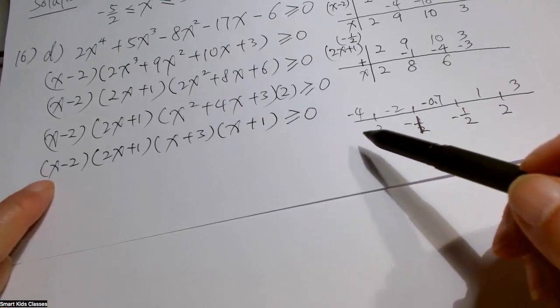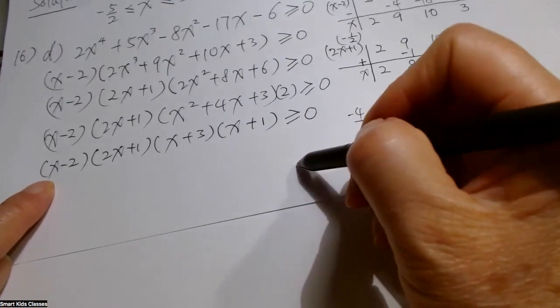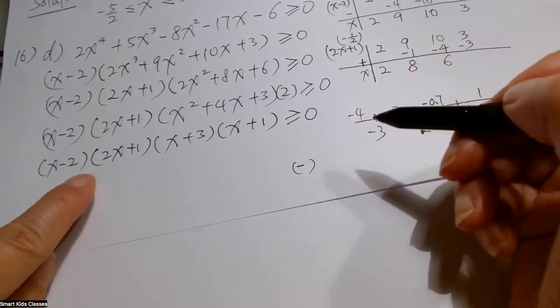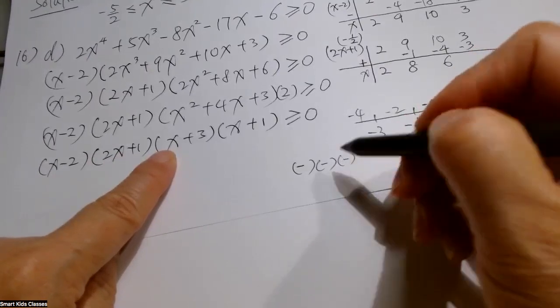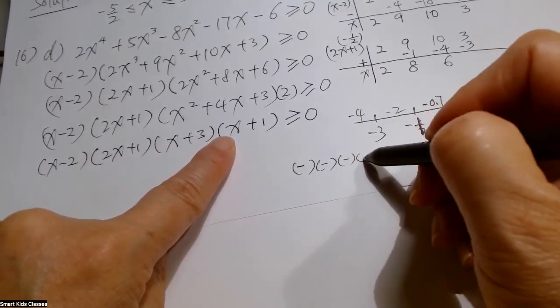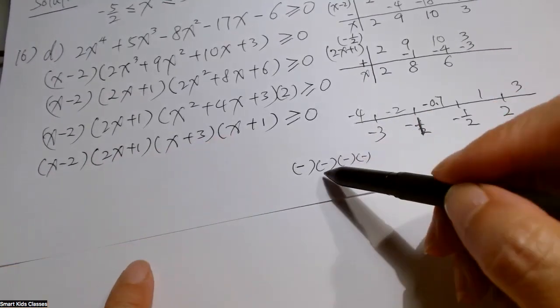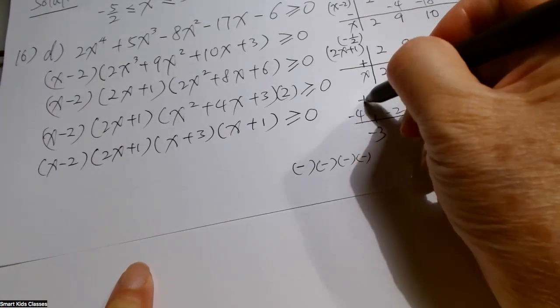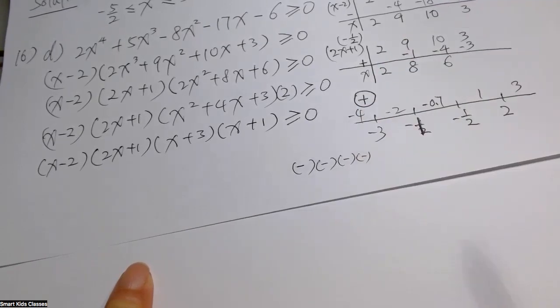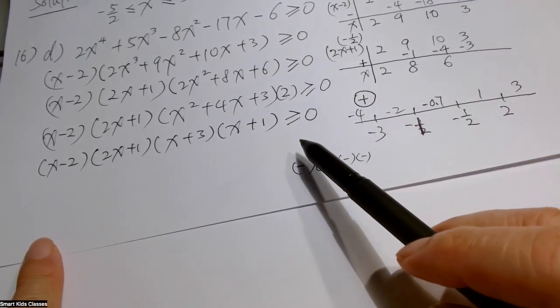So we plug in here. Negative 4, we got a negative. So how about here? We got negative. How about here? We got negative. How about here? We got negative. So it's going to be a positive. This is a solution. It's larger or equal 0.